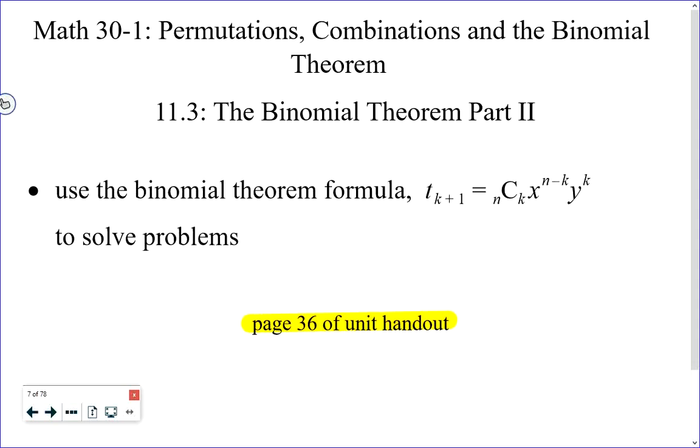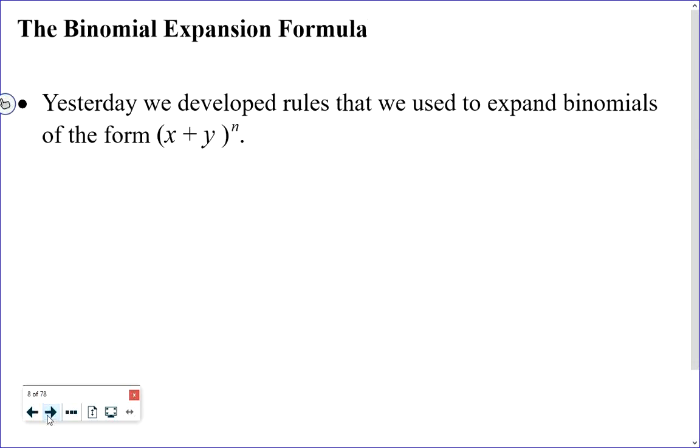In the previous lesson, I taught you about the binomial theorem. It was called the Binomial Theorem Part I, and we expanded binomials that looked like x plus y raised to an exponent. And that exponent had to be a whole number, like 0 or 1 or 2 or 3 or 4 or 5, etc. And we used in our work yesterday a number of tools.